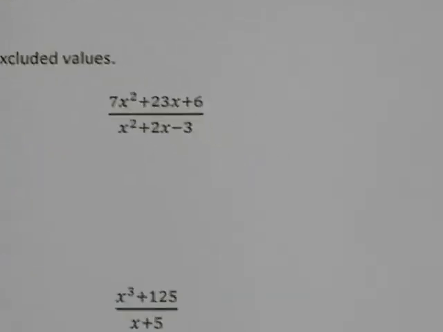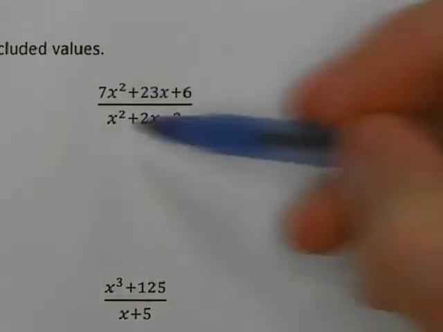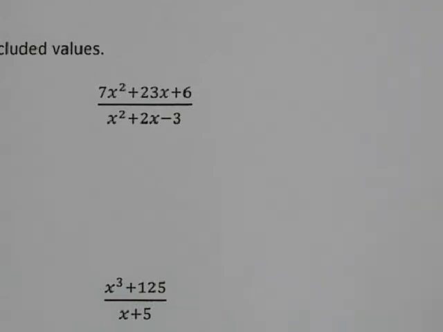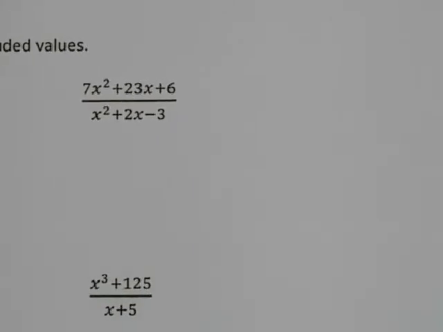Moving along. 7x squared plus 23x plus 6 over x squared plus 2x minus 3. Again, since we're adding and subtracting this stuff, I can't reduce yet. Got to get it in factored form first. Okay, now looking at a problem like this, which part is going to be harder to factor, the top or the bottom? Probably the top, because of the leading coefficient, right?